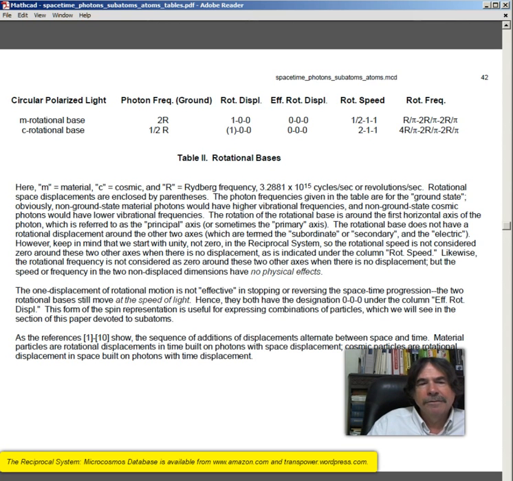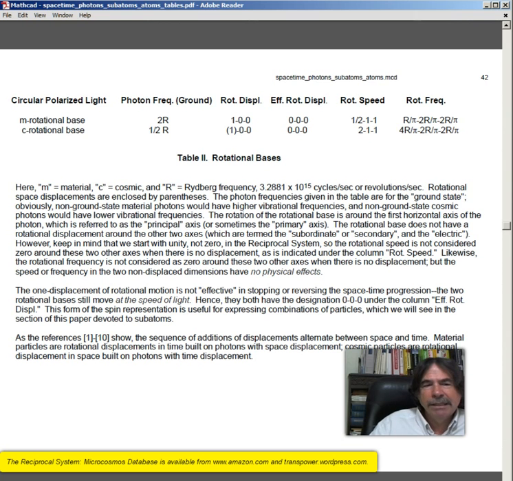The rotation of the rotational base is around the first horizontal axis of the photon, which is referred to as the principal axis, or sometimes the primary axis. The rotational base does not have a rotational displacement around the other two axes, which are termed the subordinate or secondary, and the electric. However, keep in mind that we start with unity, not zero, in the reciprocal system, so the rotational speed is not considered zero around these two other axes, when there's no displacement, as is indicated under the column rotational speed. Likewise, rotational frequency is not considered a zero around these two other axes, when there's no displacement.